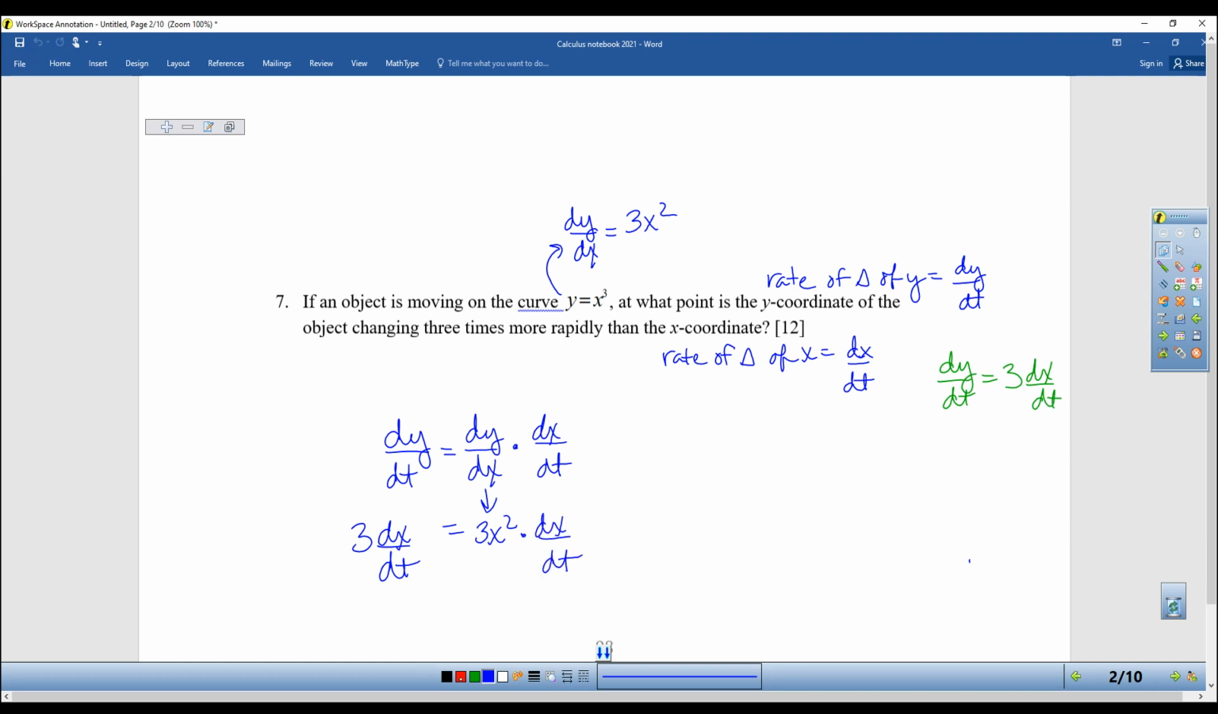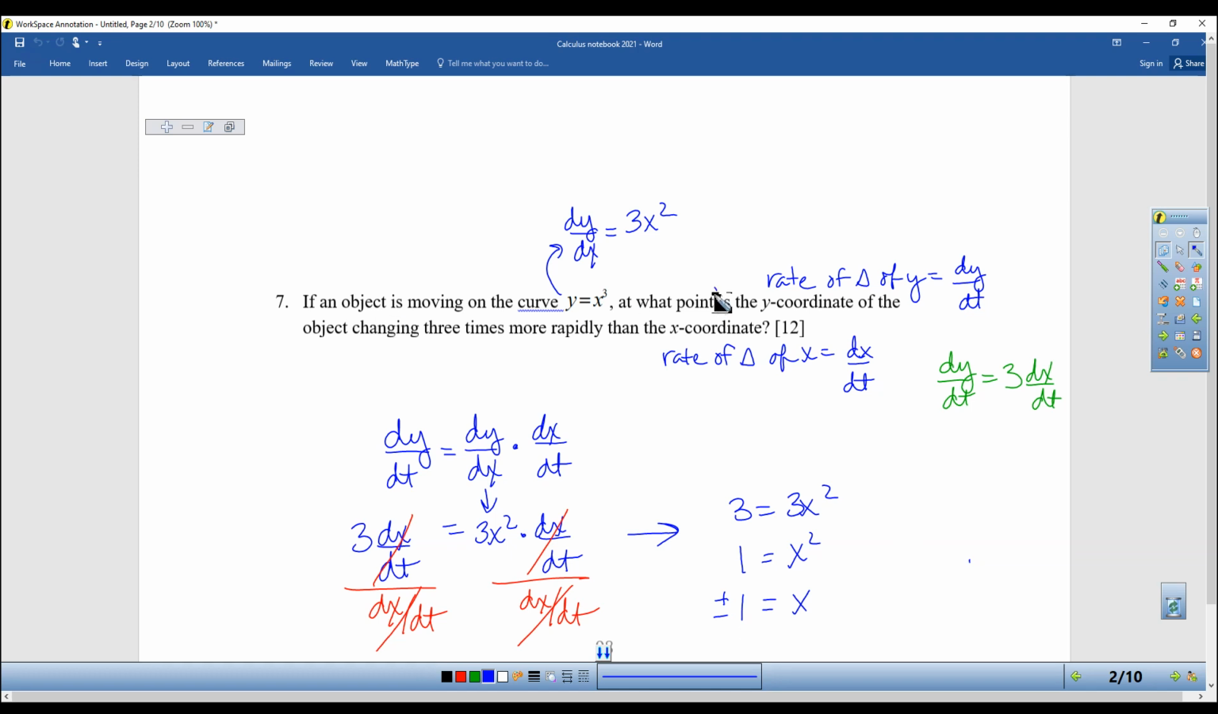I have it on both sides, so I can divide both sides by dx/dt. I'm sure most of you aren't actually showing this step. You're just going like this. But now you can see algebraically why it's true. And that gives us 3 is equal to 3x squared. x squared is equal to 1. x is equal to, don't forget your plus or minus. You don't want to not have both answers.